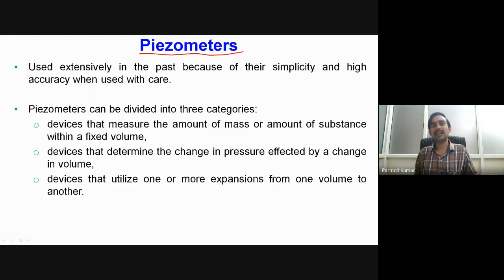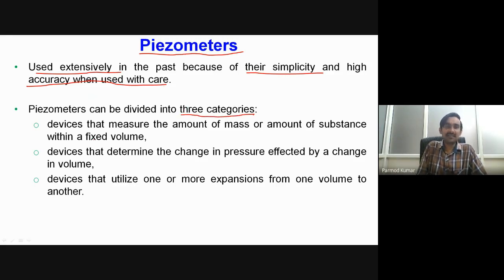There will be a slight difference in mechanism when we change the physical property which we want to measure. Piezometers, particularly in the earlier days, were used extensively because they had a simple design and high accuracy, but this high accuracy is given only when they are used with care. Piezometers in general are divided into three different categories. First is a device that measures the amount of mass or amount of substance within a fixed volume. That is something crude, if we want to measure.